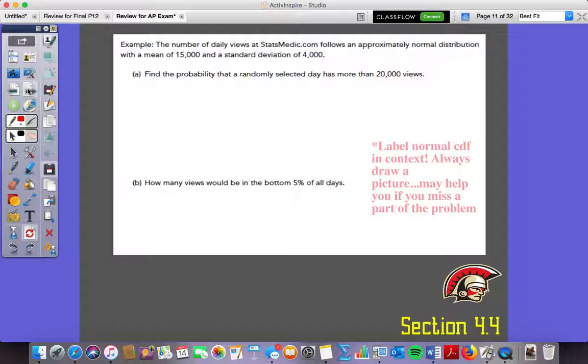All right, difference here. Example, it says find the probability that a randomly selected day. This is not a sampling, it's a sample, okay? Couple things on the top.